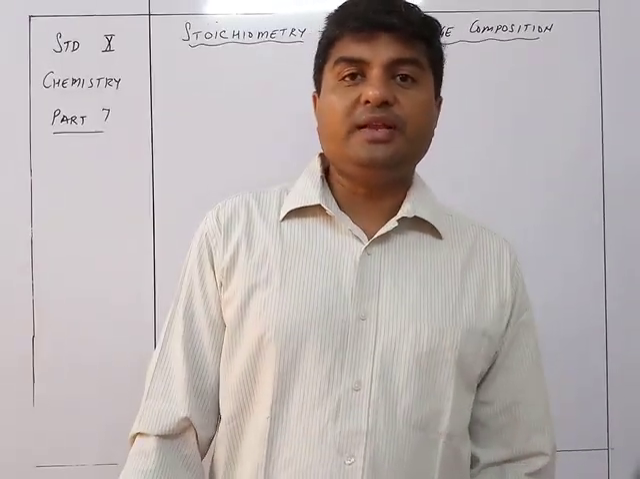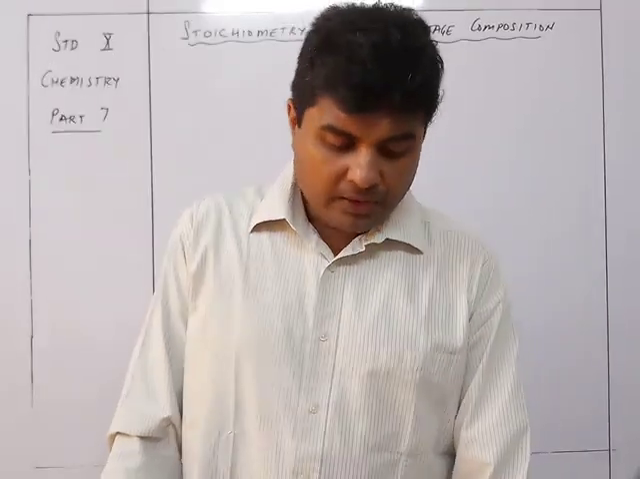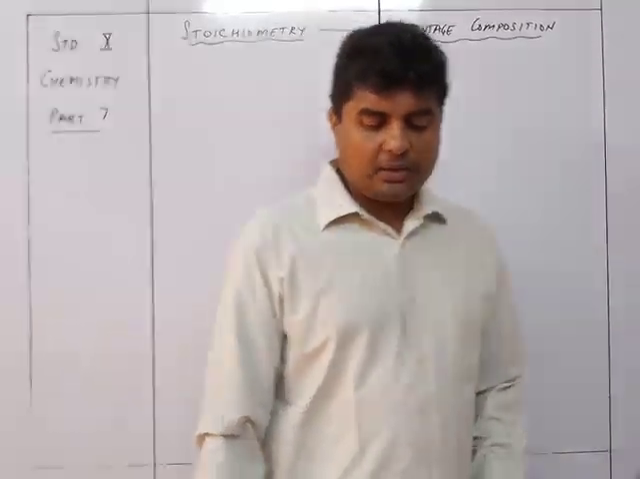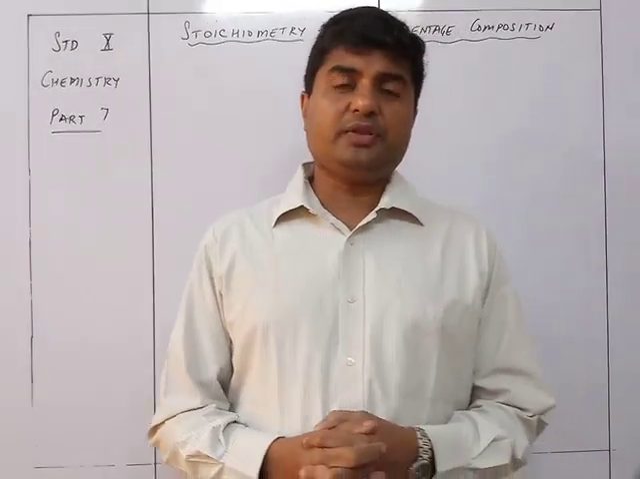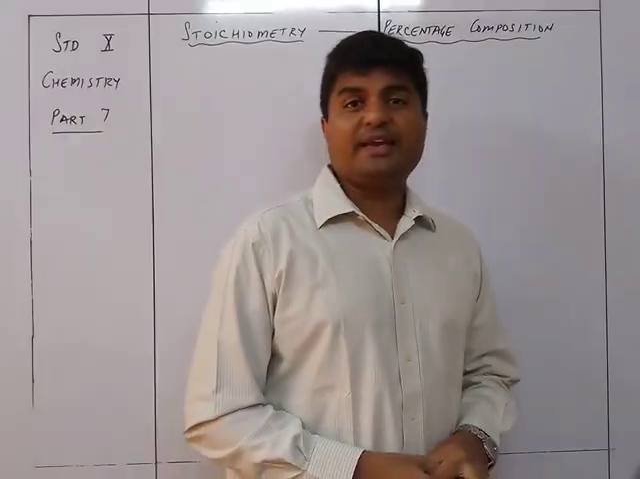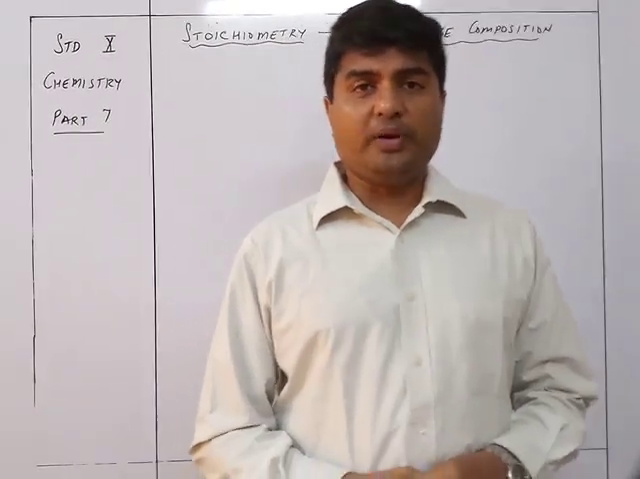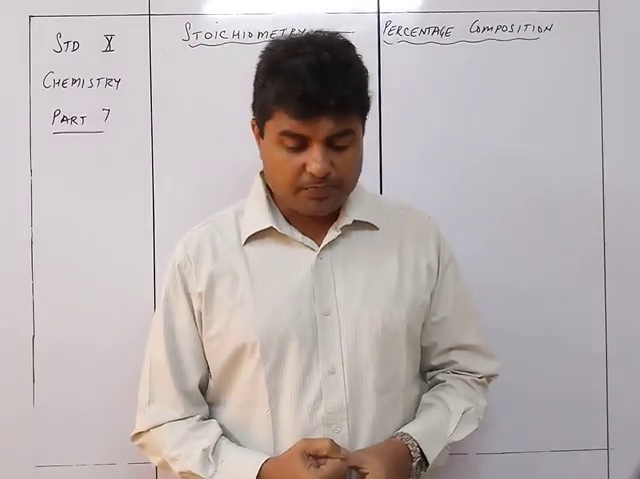We now start with the next part of the chapter stoichiometry, that is part B. Part B is divided into three parts. The first one is percentage composition. The next one is empirical formula and molecular formula, and the third one is chemical equations.